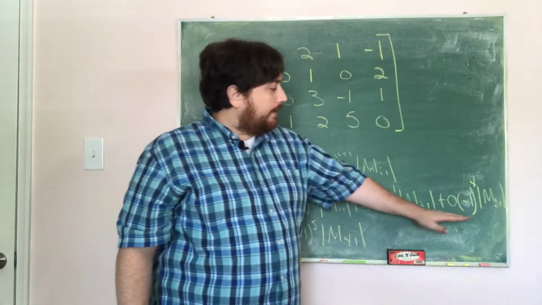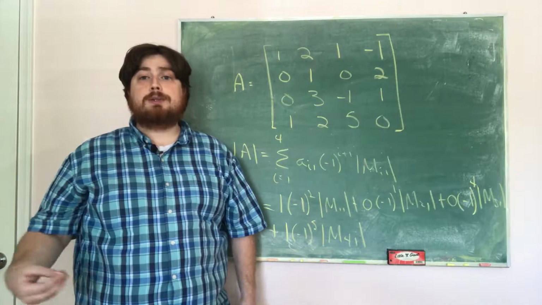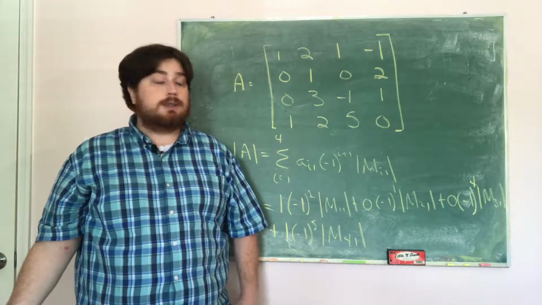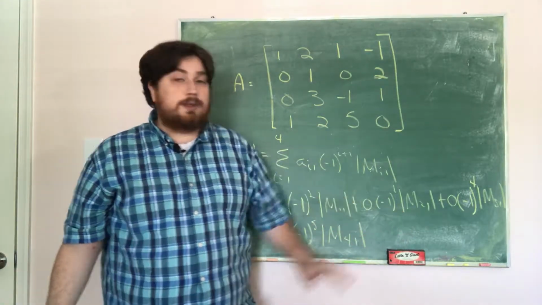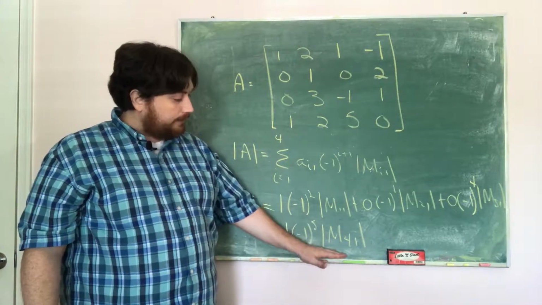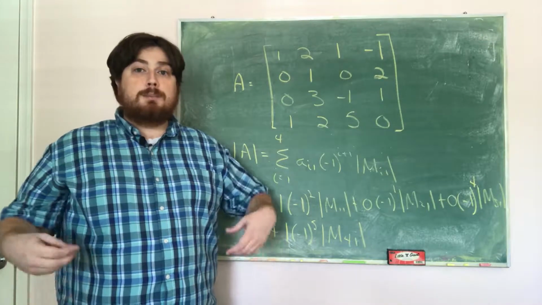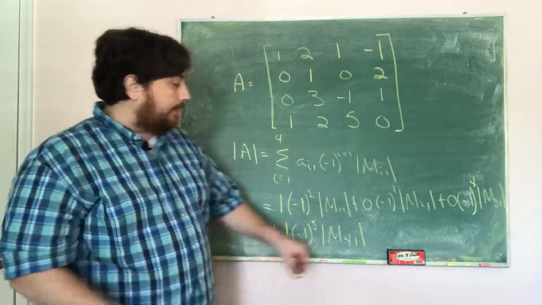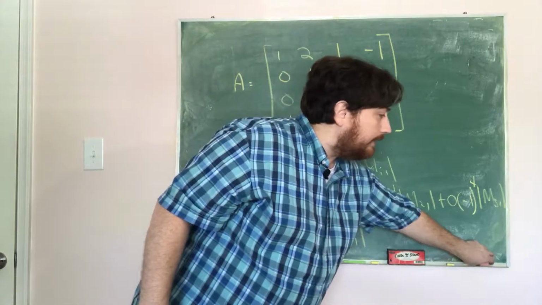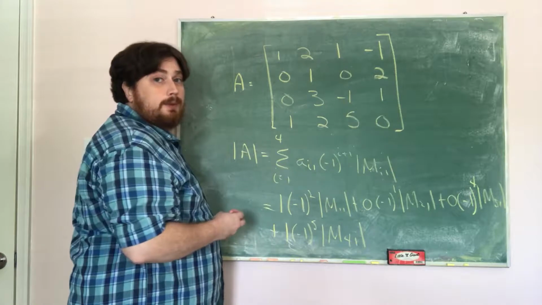Now if I had to, I would do these, but notice I'm taking 0 times something, which was the point of choosing a column or row with zeros in it. Since we're taking 0 times something, we know that's going to be 0. So we really just need to find these two things so that we can plug in when we're done. Now, before we go ahead and do that, let's find what those matrices are going to look like.